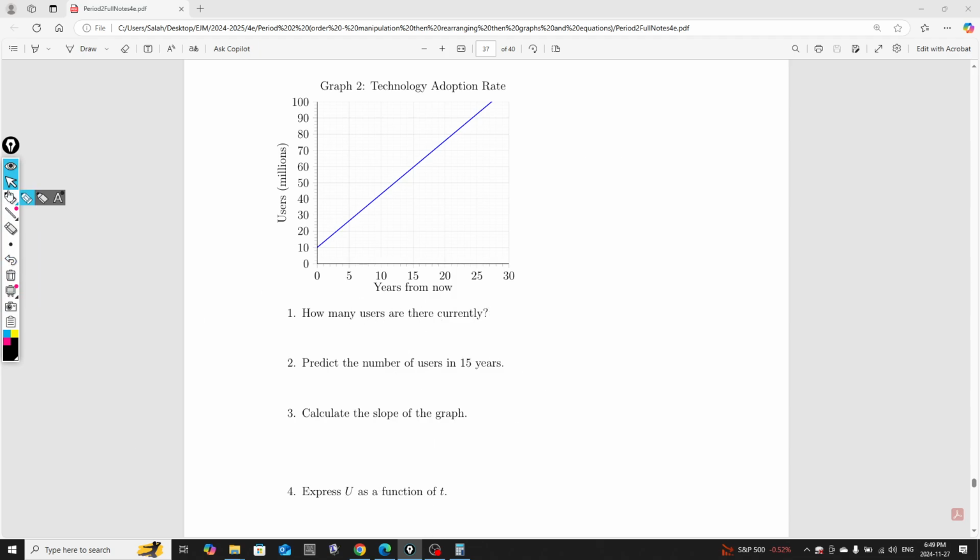All right, so this question here is about technology adoption rate, years from now, users in millions. Again, same type of question. How many users are there currently? It looks like about 10 million. So 10 million. Okay. Predict the number of users in 15 years. So you're just looking at 15 years from now. You go up to your graph, and then you're going to go across. And that looks like it crosses exactly and neatly at 60 million.